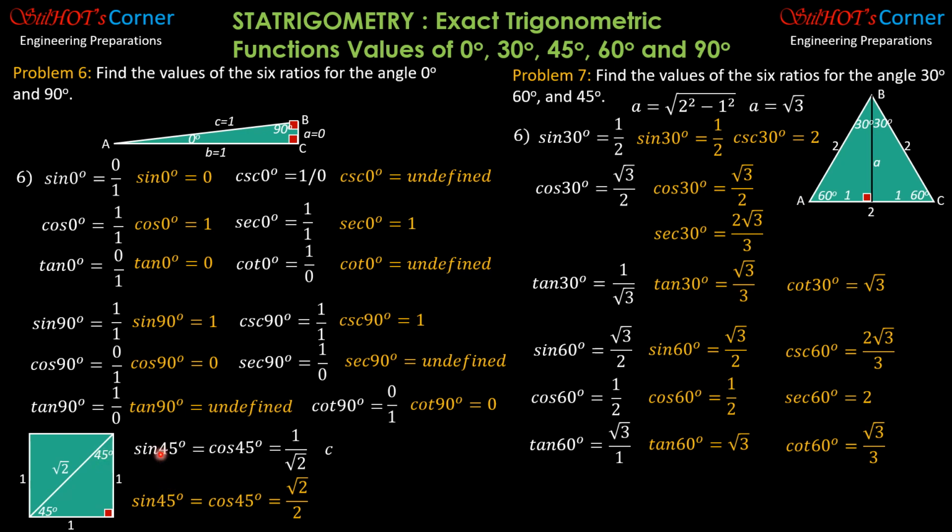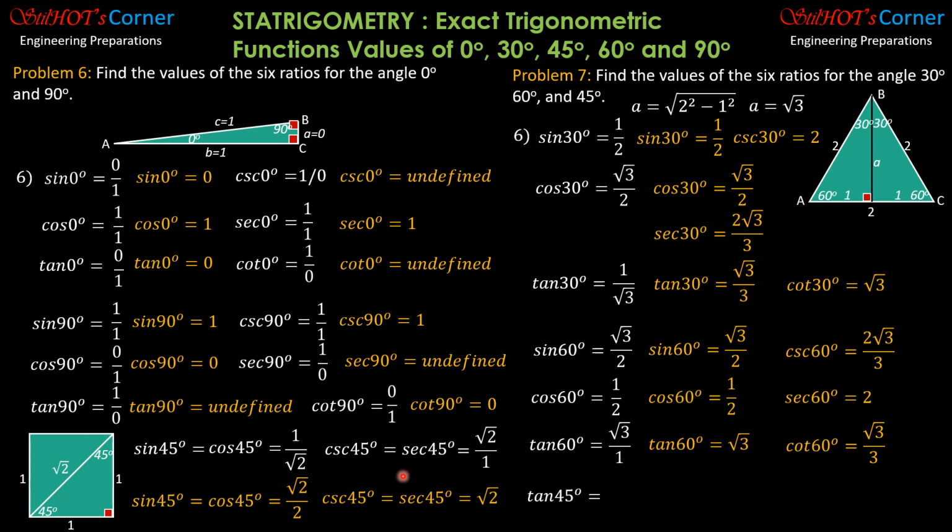So sine of 45 degrees is also cosine of 45 degrees. It is 1 over square root of 2. Then rationalizing the denominator, it is times square root of 2 over square root of 2. So it is square root of 2 over 2. Sine 45 degrees equals cosine 45 degrees equals square root of 2 over 2.